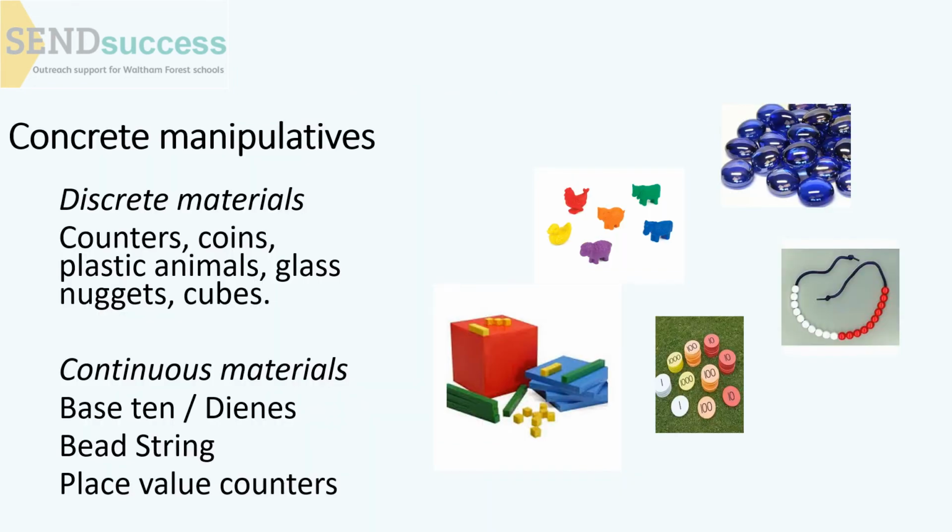Let's have a look now at some of the resources that will really help to build number sense and help the students to build a visual mental model of number. So it might be discrete materials like counters and coins, plastic animals, glass nuggets, cubes, or continuous materials like base 10. They're made up of thousands, hundreds, tens and units.